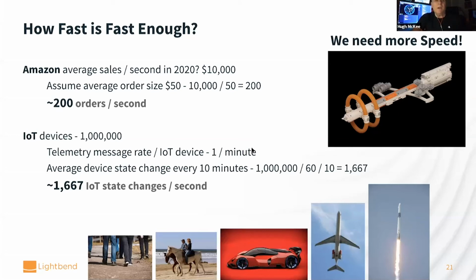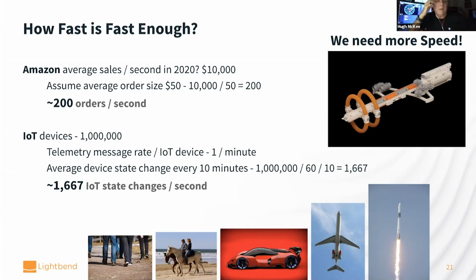So to wrap up, how fast is fast enough? To prepare these slides, I did a little digging, and a couple of things popped up easily. I saw an article that Amazon does around $10,000 in orders per second right now, this year when everybody's buying online. I did some guess math and said, all right, say there's an average order size of $50, so that's 200 orders per second.